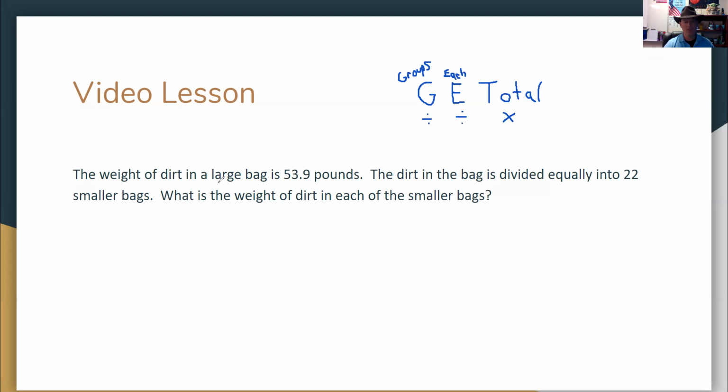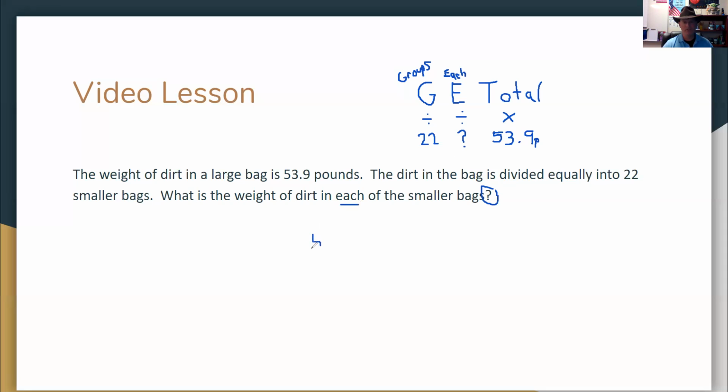So in this particular problem, the weight of dirt in a large bag is 53 9/10 pounds. Well, that's going to be our total. That is the total weight, 53. So we have the total. It doesn't look like we're going to be multiplying. And then we divide equally into 22 smaller bags. So that's going to be our groups, 22 smaller bags. A bag's kind of like a group. What is the weight of dirt in each of the smaller bags? Notice each and question mark. So the each amount is missing. Good indication that we're going to divide. So let's go ahead and divide.